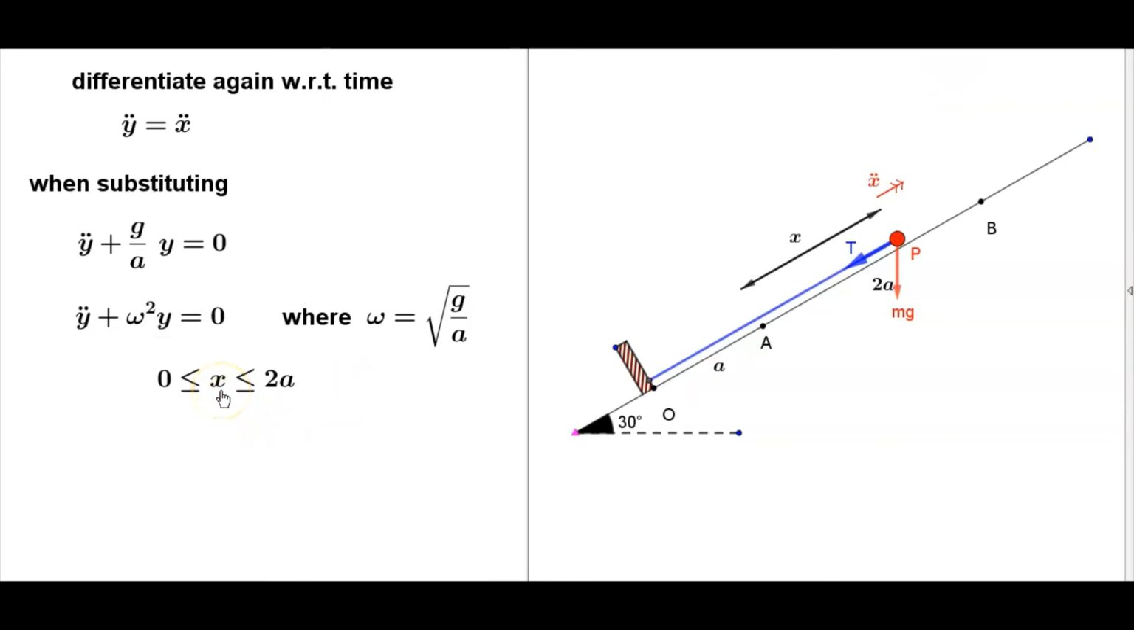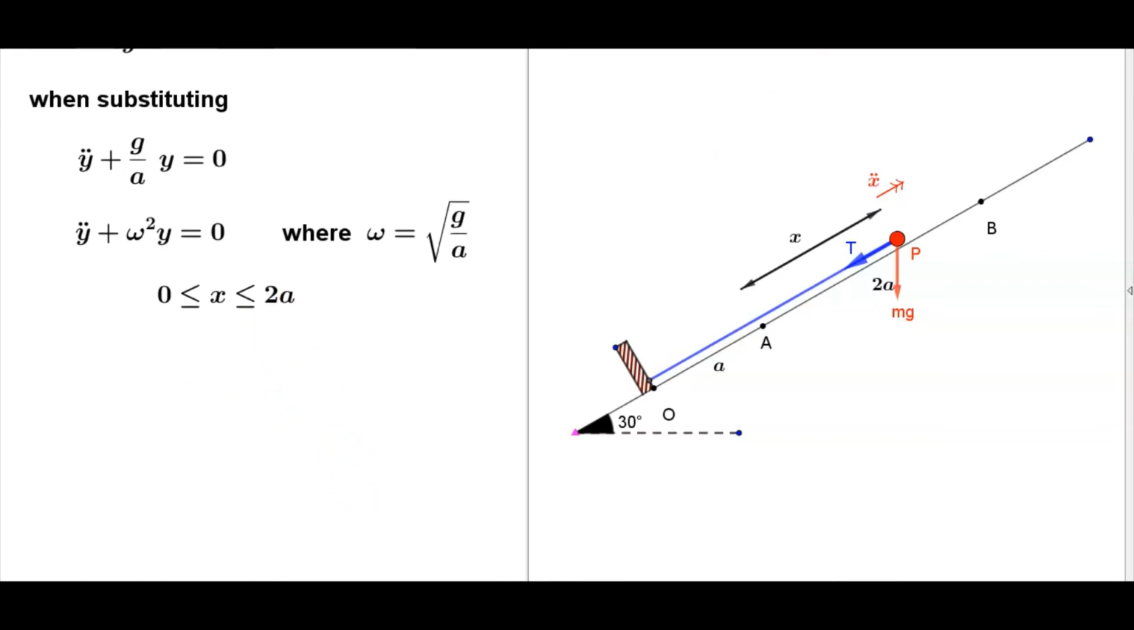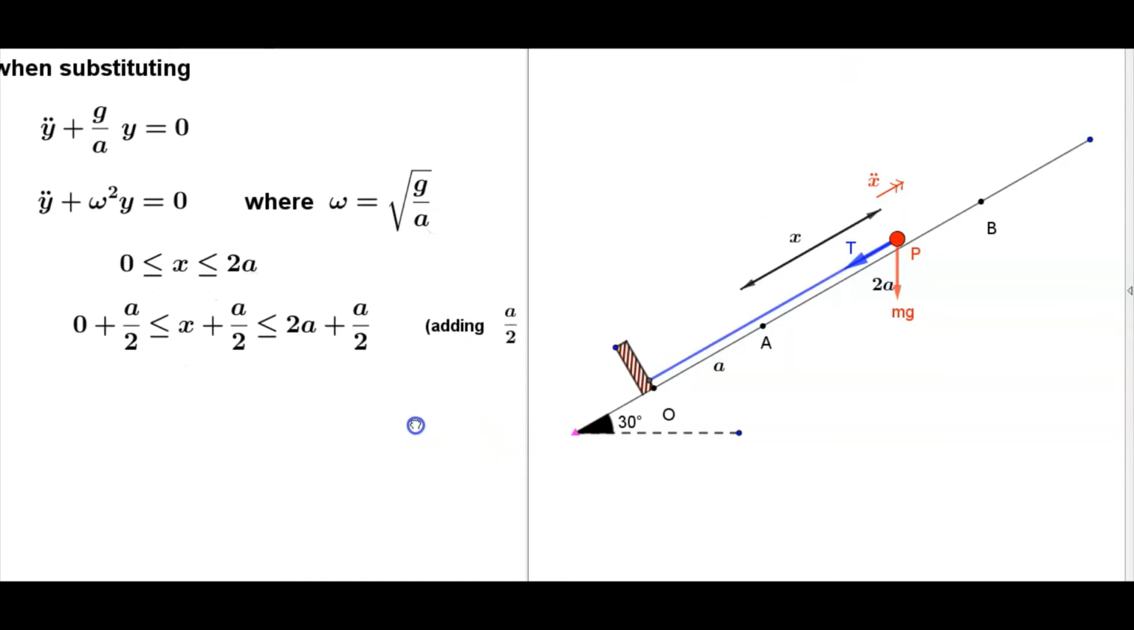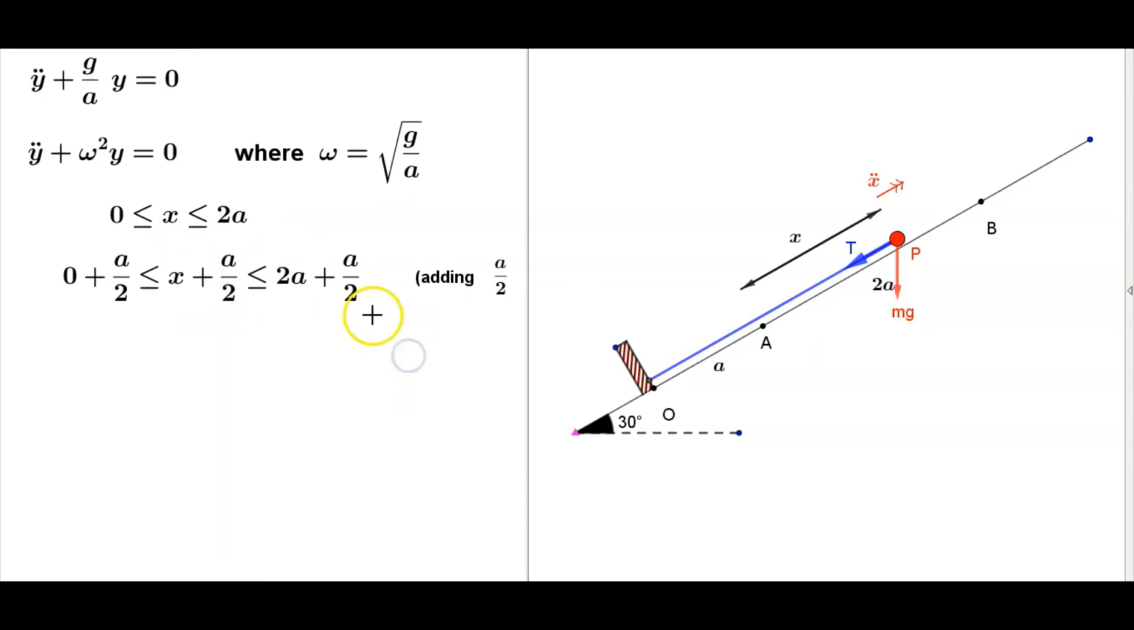Here x is greater than or equal to 0 and less than or equal to 2a. Adding a by 2 to each, 0 plus a by 2, and 2a plus a by 2, the inequality never changes. Therefore, y ranges from a by 2 to 5a by 2.